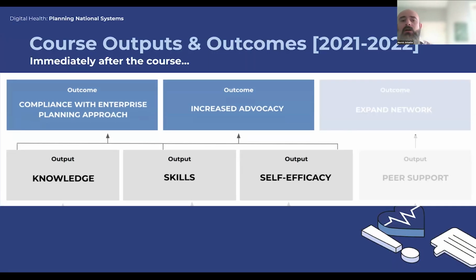If we look at the course outputs and outcomes around knowledge, skills, and self-efficacy, we found that 390 of 420 total respondents say that they're more knowledgeable and confident of applying these course concepts. 410 of 420 stated that the material is relevant to doing their work. 292 of 420 said that all 6 course learning objectives were achieved. And 387 of 420 responded that half or more of the material was new to them.